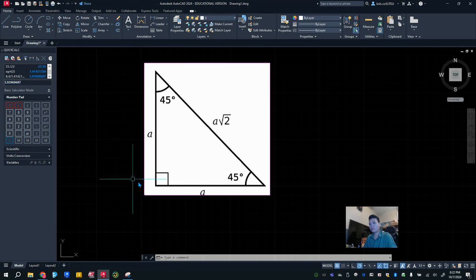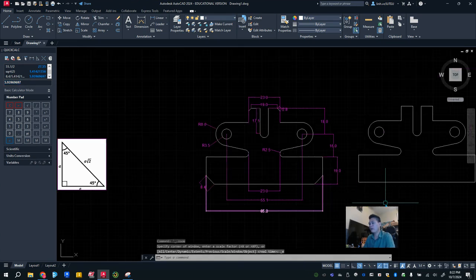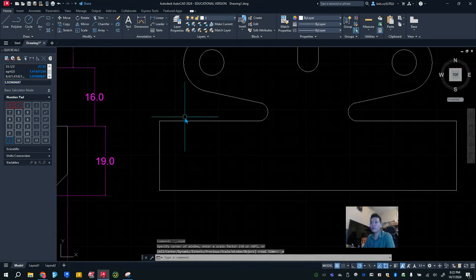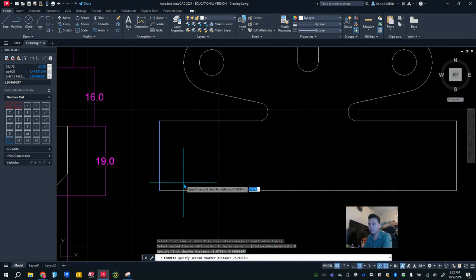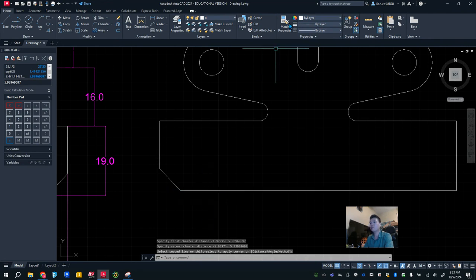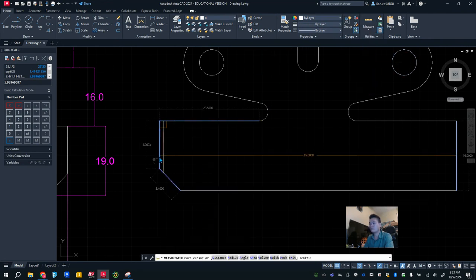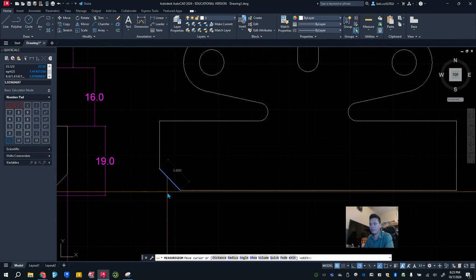All right, I'm going to go back to the problem and go up to chamfer. I click my first line, and then down here I do distance. I put in the distance that I just calculated and hit enter. Now they want the distance for the second line, which is this one right here. I do the same thing, hit enter, and then select my second line. If you do a quick measurement, you can see that right there is 8.4.